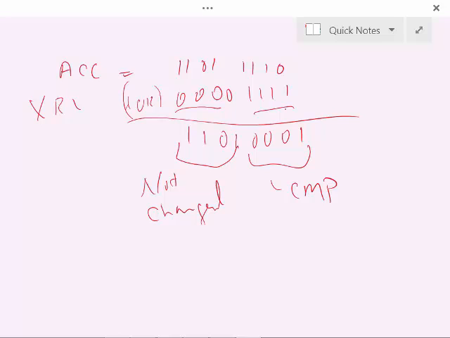Keep in mind, how do we find the 2's complement? We complement it and add a 1, right? So an easy way of converting a number to negative is I just XOR it with FF and then add 1. And that converts a number to negative.